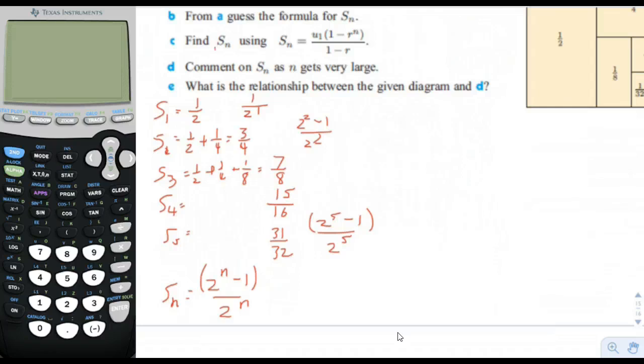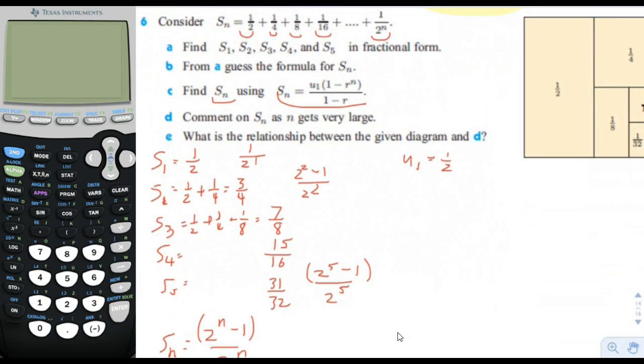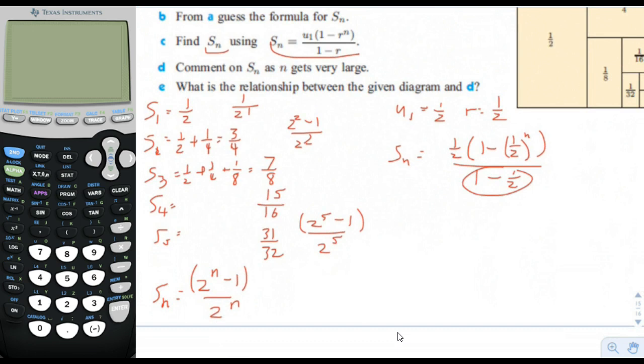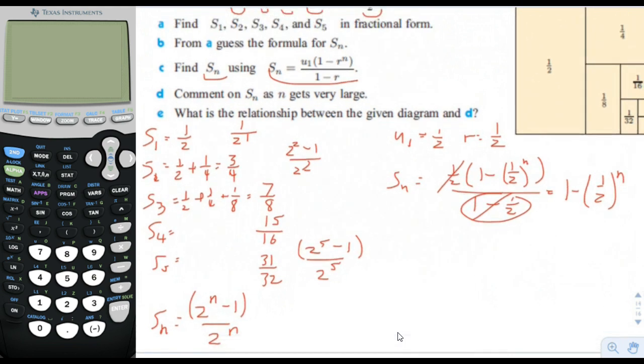Okay, and then find S sub n using this. So let's see. U1 is equal to the first term, which is 1/2. R is equal to 1/2. N, we don't need to specify. So we have S sub n equals 1/2 times 1 minus 1/2 to the n divided by 1 minus 1/2. 1 minus 1/2 is 1/2, so that would cancel out with that. And we're left with 1 minus 1/2 to the n. Okay, and I think that would be the same thing as what we have here. All right.